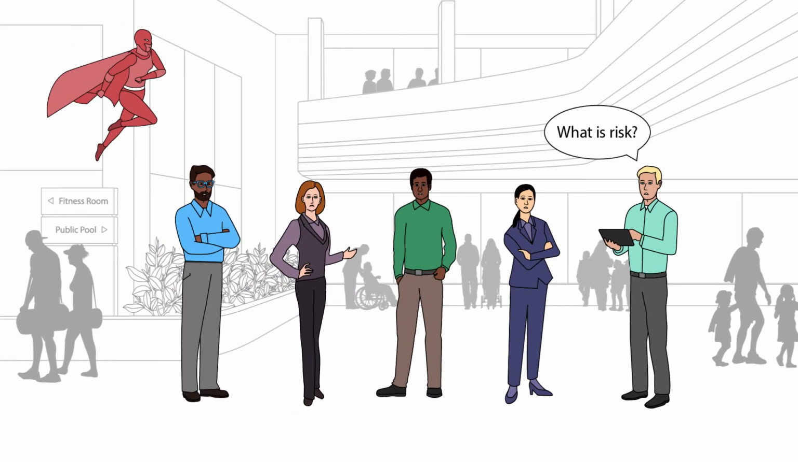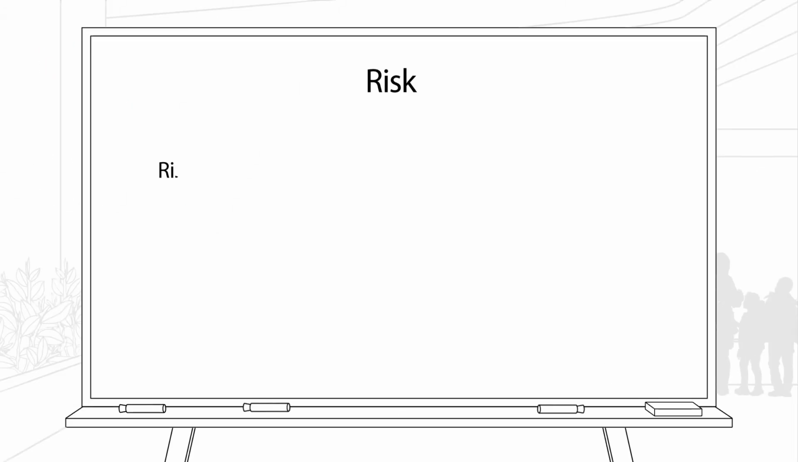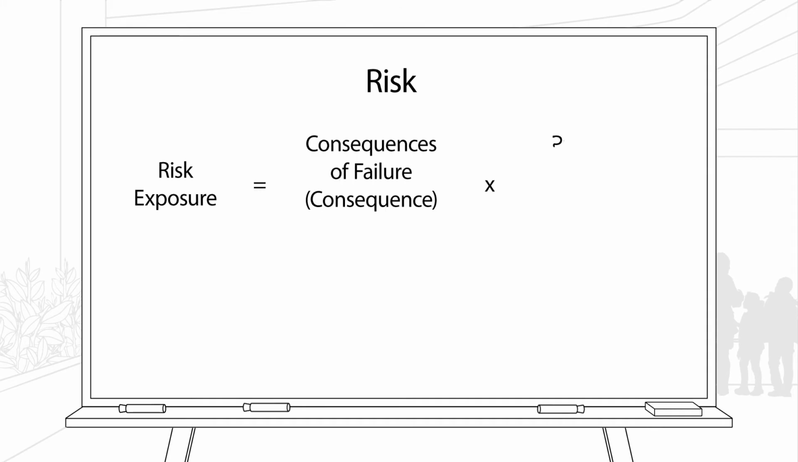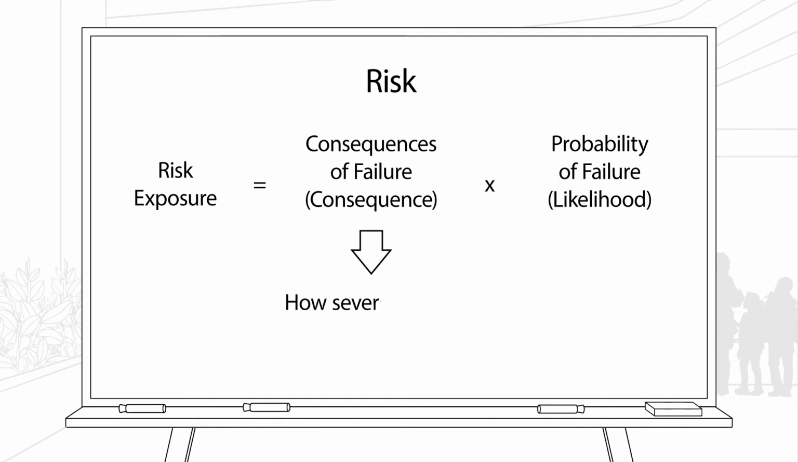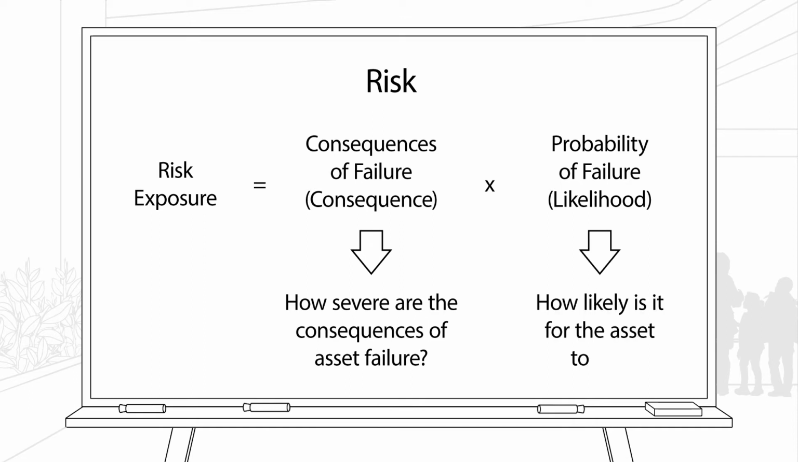So, what is risk? Risk is calculated as the severity of the consequences of asset failure multiplied by the likelihood that the asset will fail. By taking risk into account, we can focus our limited budget on the items with the greatest risk. Risk is the potential for undesirable outcomes arising from uncertainty.